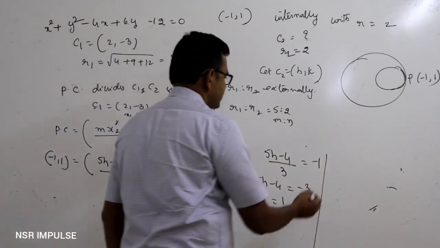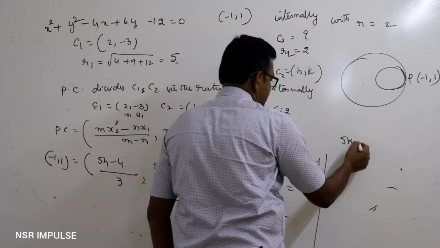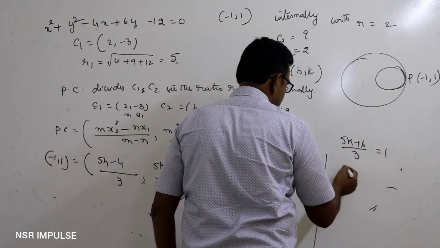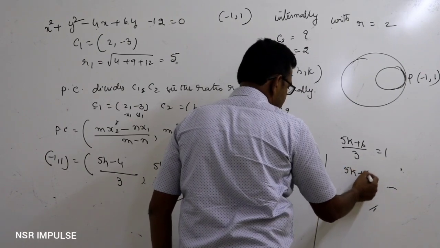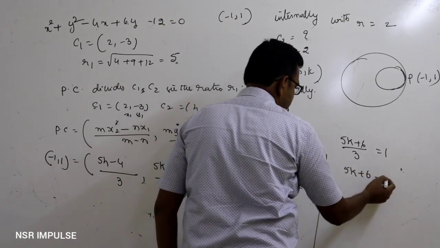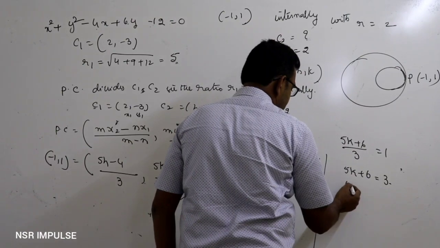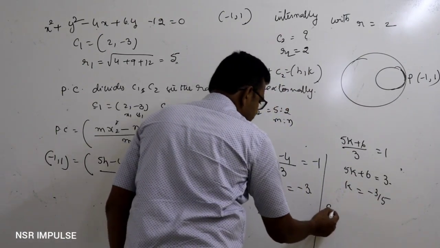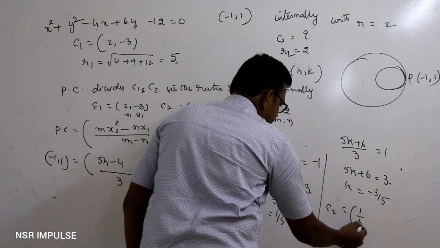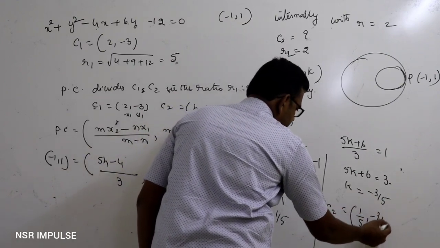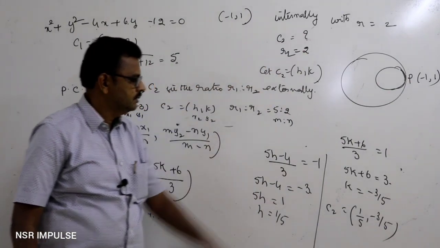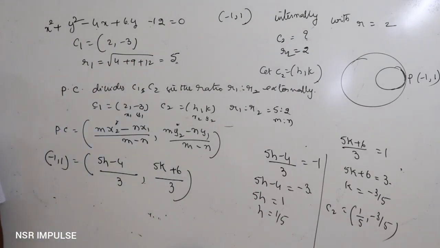And next, 5k plus 6 by 3 is equal to 1. So 5k plus 6 is equal to 3. Therefore, k is equal to minus 3 by 5. Therefore, the center of the second circle is 1 by 5 comma minus 3 by 5, with the radius already given, 2.